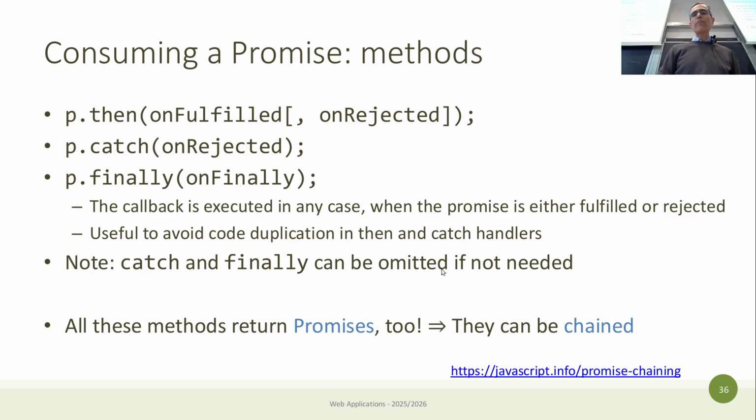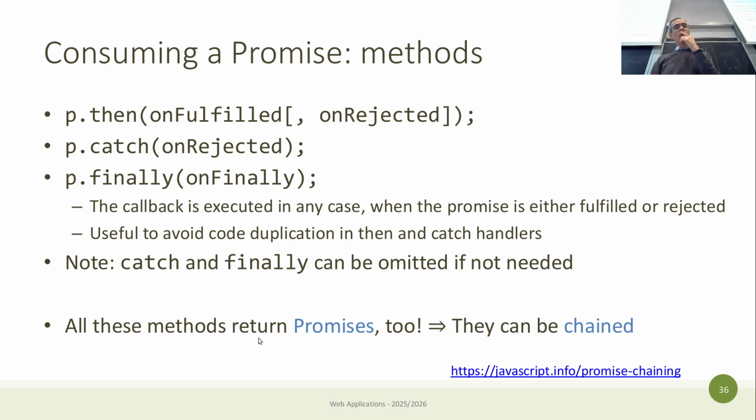Catch and finally can be omitted if not needed. Of course, you can omit the then as well, but then the promise becomes useless, right? You don't do anything when the asynchronous operation finishes, and so you don't have any problem to solve, right? So the then is sort of mandatory because you want to attach some operations that take the result of the asynchronous operation. And catch and finally depend on how you want to handle errors that might happen during the asynchronous operations.